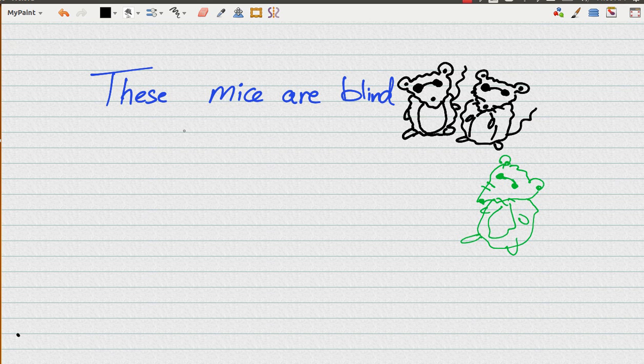So I said that if I wanted to translate this sentence for more than 2 mice, you would say هؤلاء الفئران عمي. Can you see what's wrong here?